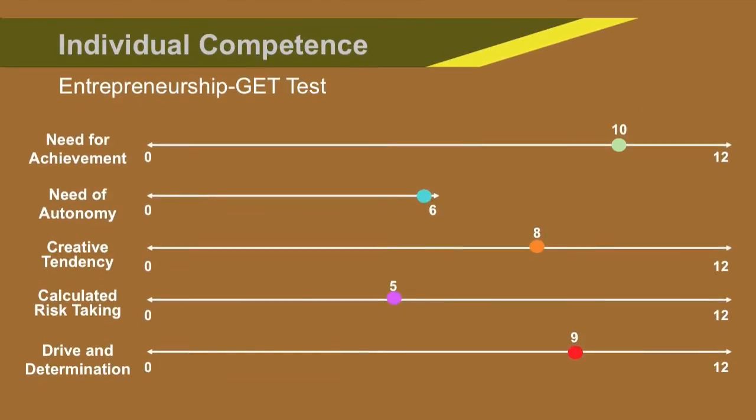Now moving on to the second test, which is the entrepreneurship GED test. My highest score in this test is need for achievement. It means that I am a result-oriented person, restless, energetic, self-confident, persistent, and determined. My second highest score is drive and determination. It means that I take advantage of opportunities, I don't believe in fate, and I make my own luck.